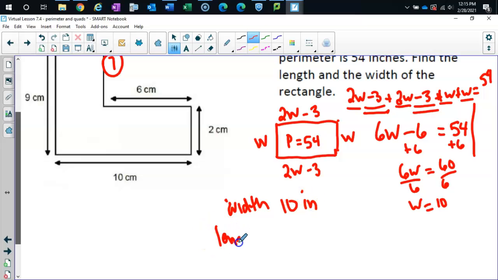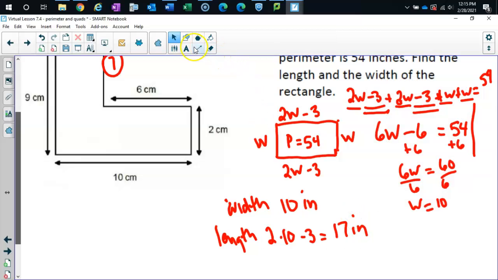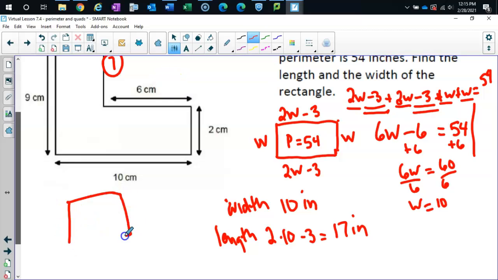The length is 2W minus 3. So 2 times 10 minus 3. Well, 2 times 10 is 20, minus 3 is 17, so 17 inches. So our width is 10 and our length is 17. Now, if we wanted to check that, let's draw that. 10, 10, 17, 17. If you add those all together, you do get 54. 10 plus 10 plus 17 plus 17 is 54. We know we're right.